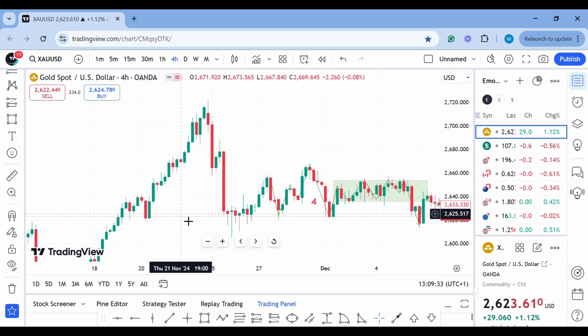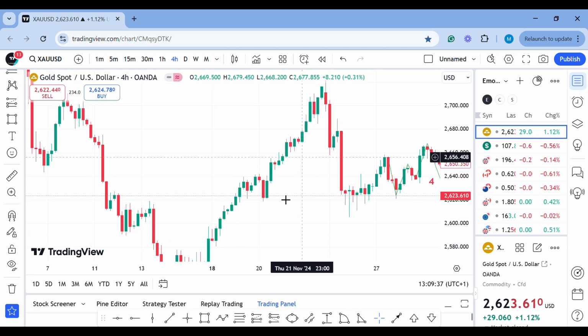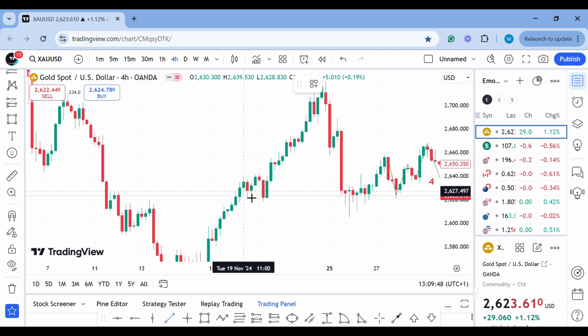Now this is the first wave pattern, and then the second wave pattern. This is even the third wave pattern in a bullish move. You can see, this is a zone. There's a zone here.